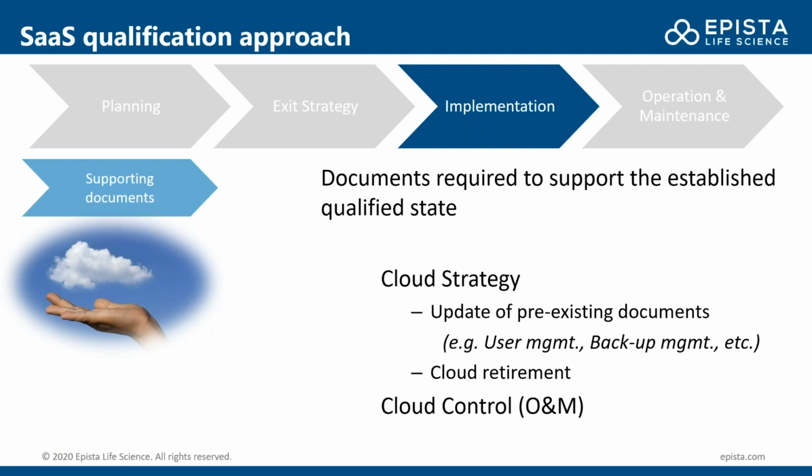must be updated. Second, we need some cloud retirement. When implementing a GXP system or a system in manufacturing, we consider retirement of the system. We consider data lifecycle. We consider how we store our backup tapes. We should also consider cloud retirement. And this should be documented as part of the cloud strategy or as part of the cloud control O&M, if you will.